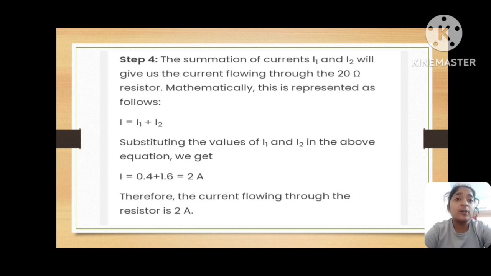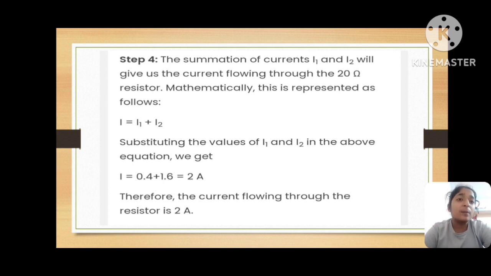The fourth step is the summation of the currents I1 and I2, which gives the current flowing through the 20 ohm resistor. Mathematically it is represented as I is equal to I1 plus I2. Substituting the values of I1 and I2 in the above equation, where the first was 0.4 and the other was 1.6, we get 2 amp. Therefore, the current flowing through the resistor is 2 amp.